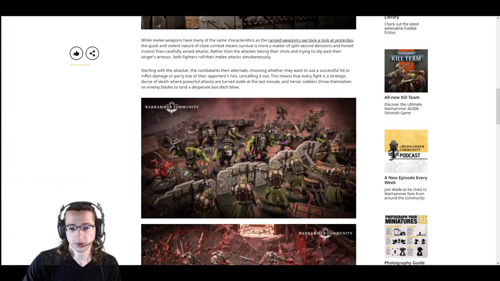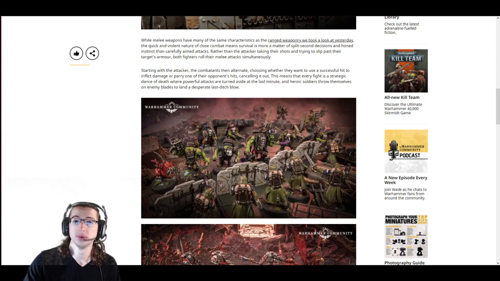So in this article, they start off with saying that rather than the attacker taking their shots and trying to slip past their target's armor, both fighters roll their melee attacks simultaneously. Okay, so that's interesting. Starting with the attacker, the combatants then alternate choosing whether they want to use a successful hit to inflict damage or parry one of their opponent's hits. So this is very interesting. I can't think of a game that I've played where it's like this.